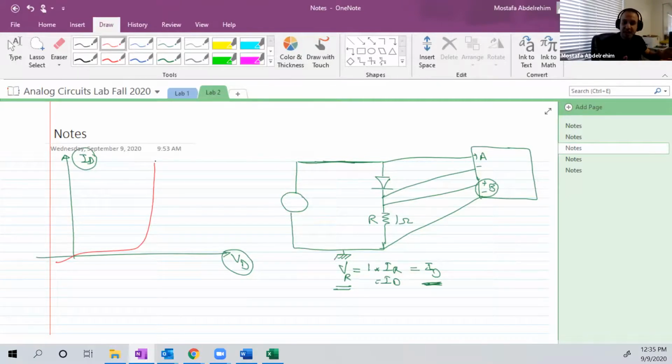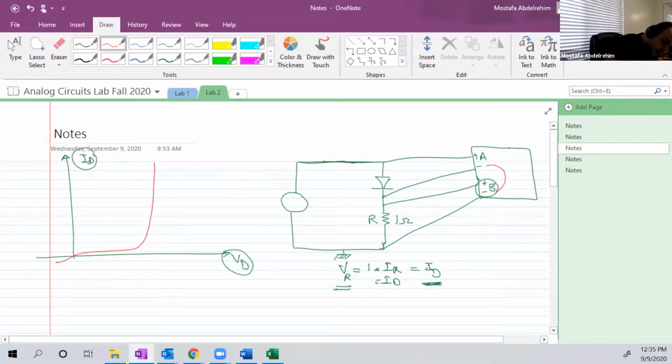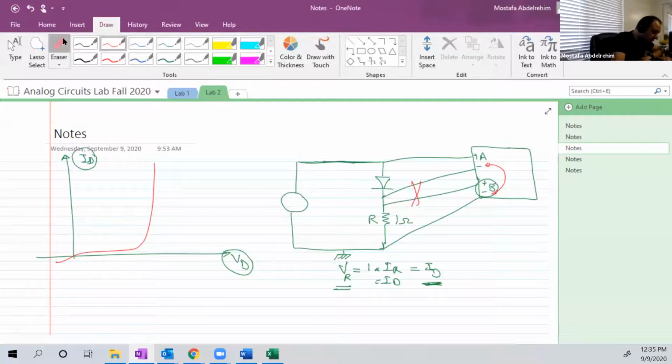No, oscilloscopes have a common ground. So this ground in here and this ground are connected internally. If we test them using a multimeter, it will beep because there is a short circuit. They are the same point. They are connected. So this is not a valid connection. So how are we gonna do it?